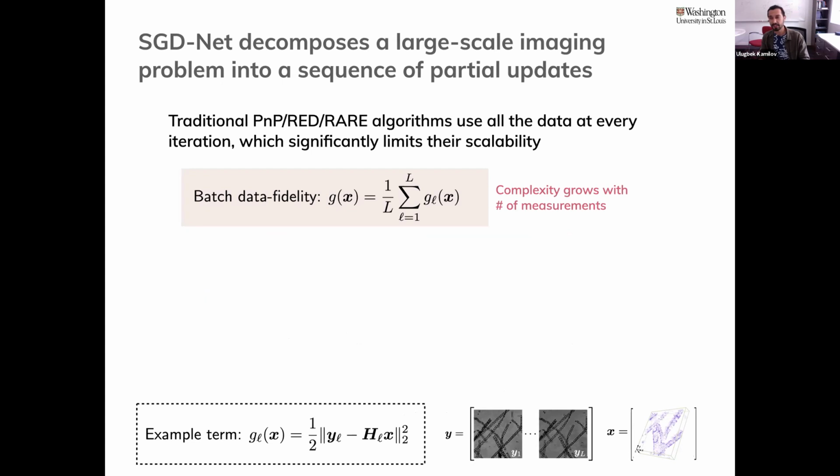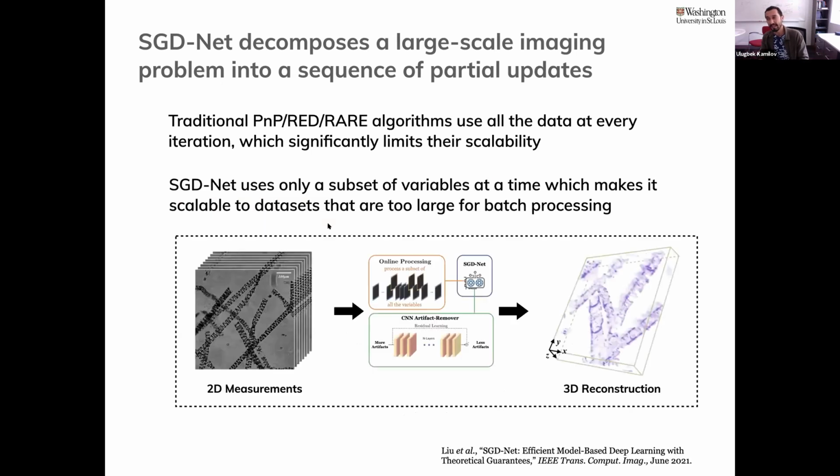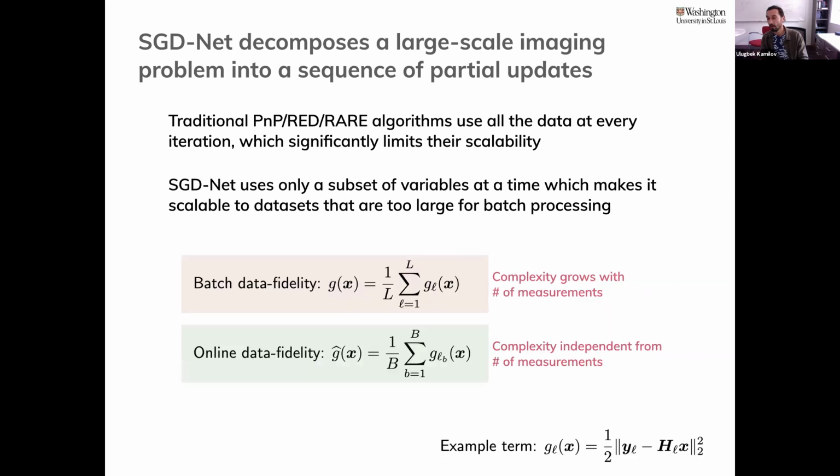So in the traditional deep unfolding, you use batch data fidelity, but we already know that SGD enables us to use mini batches, right? So essentially, the idea of SGD-Net is to train an unfolding or unrolling algorithm by only using stochastic data fidelity terms, right? So we use only subsets, mini batches of data fidelity terms every iteration, which means the complexity of the physical layer is independent of the number of measurements, right? Because you do stochastic subsampling at every layer.